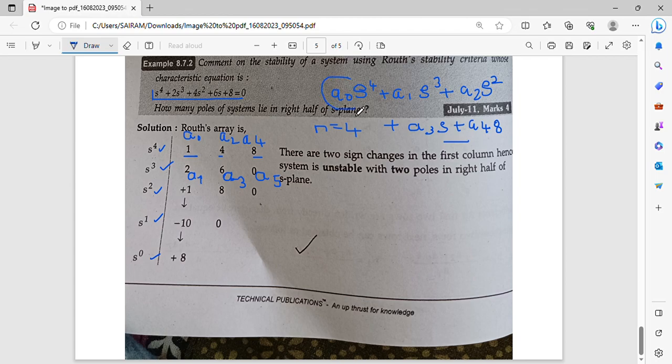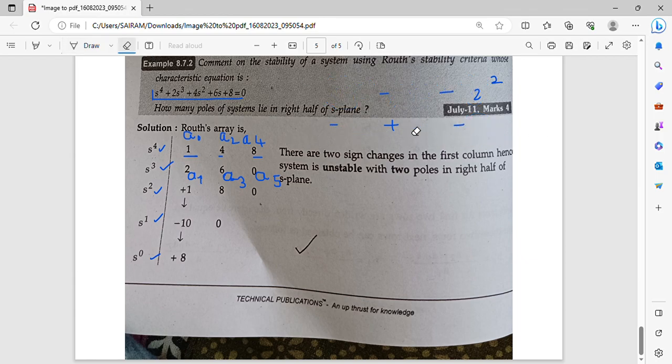So a to the power of 0 is 1. a to the power of 2 comes with s square, which is 4, so we write that 4. Then a to the power of 4 is empty here, so a to the power of 4 comes as 8. Next, a to the power of 1 comes with s cube, which is 2. a to the power of 3 is 6, and a to the power of 5 is empty, so it is 0. You have to write it and do it like that, okay?